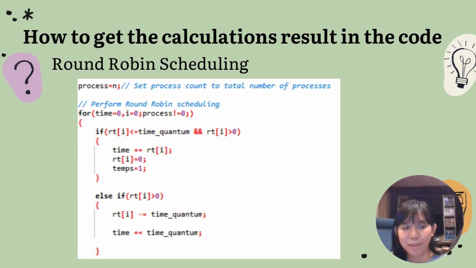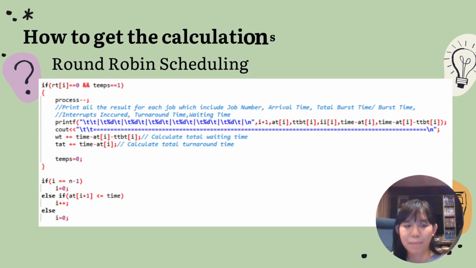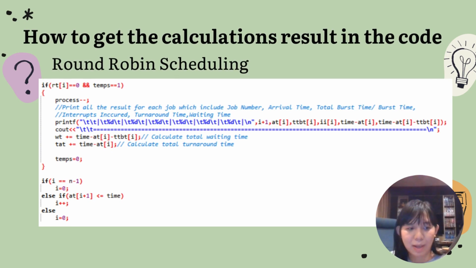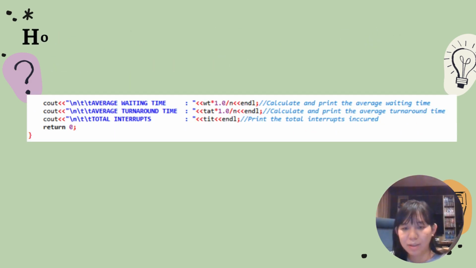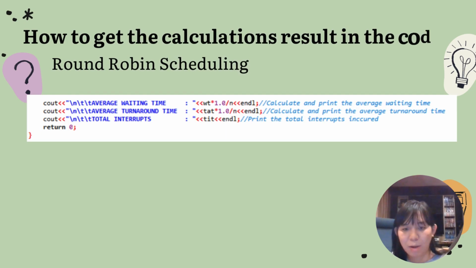So this one is the round-robin scheduling logic. And here we print job details and update the total waiting and turnaround time. Then the last one will be to output the average waiting time, average turnaround time, and total interrupts. That's all.